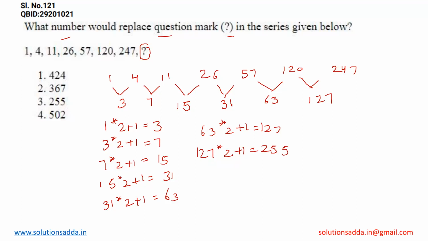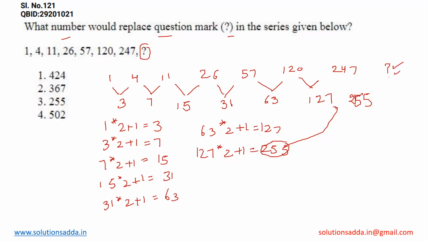Now again do the same. That means 255 would be the next value after 127. And 255 would be the difference between the next value and 247, right? If 127 is the difference between 247 and its previous value, then 255 would be the difference between its previous value and the last value.